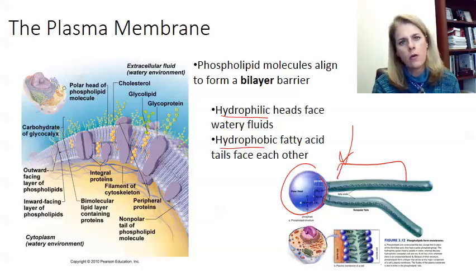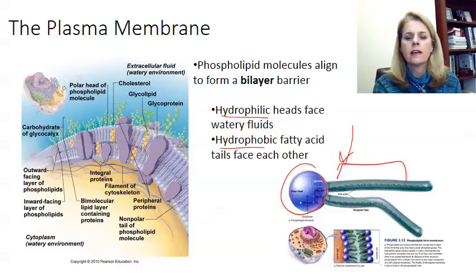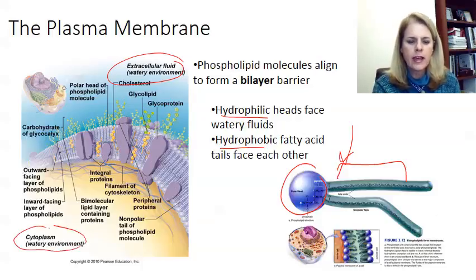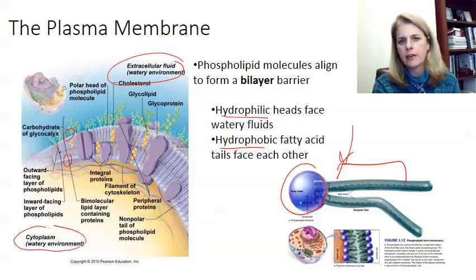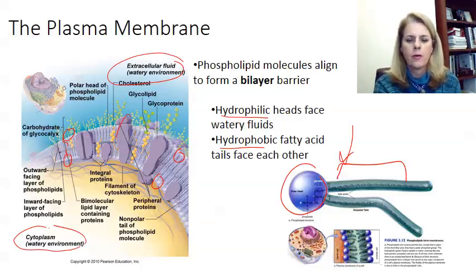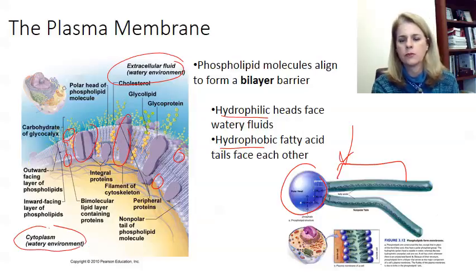And so the way they orient, the heads are water-loving. So remember, the outside of the cell is watery, the extracellular fluid. The inside of the cell is watery, the intracellular fluid. So those heads orient so that they face the water. The tails, because they're water-fearing, line up on the inside. So you get this bilayer of phospholipids. So that's what the membrane looks like. And associated with that membrane, you have these proteins, and we'll talk about these proteins in the next part of this talk.